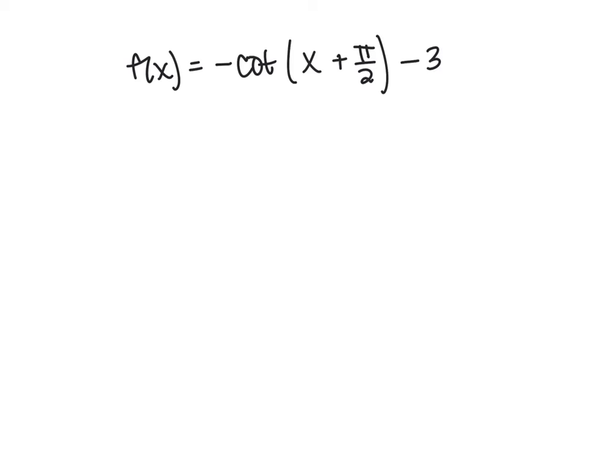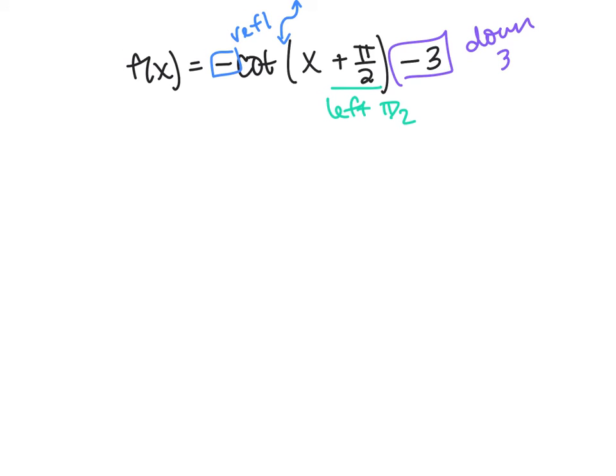Okay, so let's do one more. This time it's the cotangent one. This negative outside means we have a reflection, which means cotangent normally decreases. That means now it'll really look like the tangent, and it'll increase. This plus pi over 2 means we're moving left pi over 2. And now down 3, this minus 3 means we're moving the midline down 3. And then there's just a 1 here. So our period is still pi, which means that it'll be pi over 4 between each tick mark.